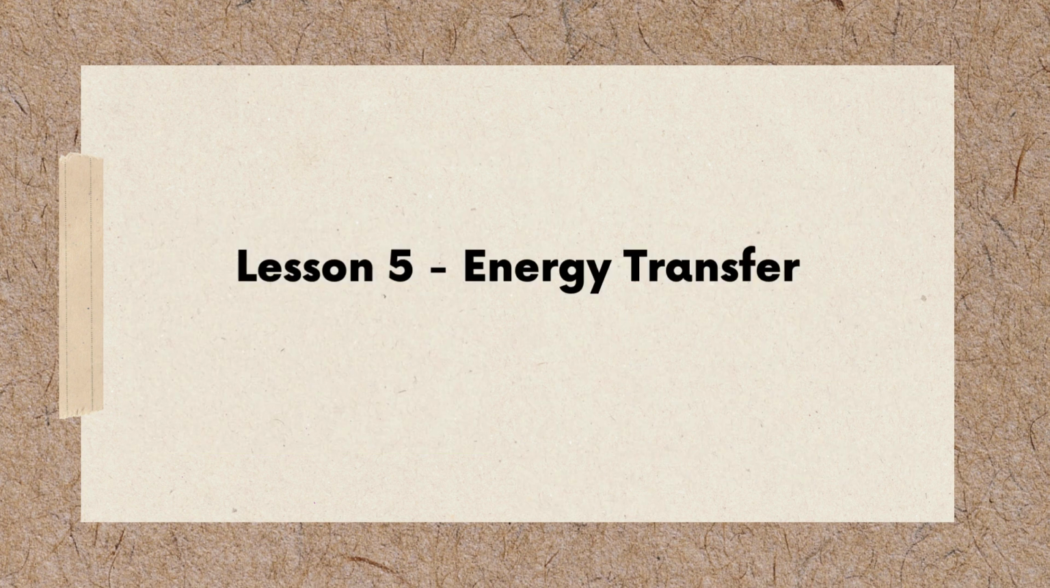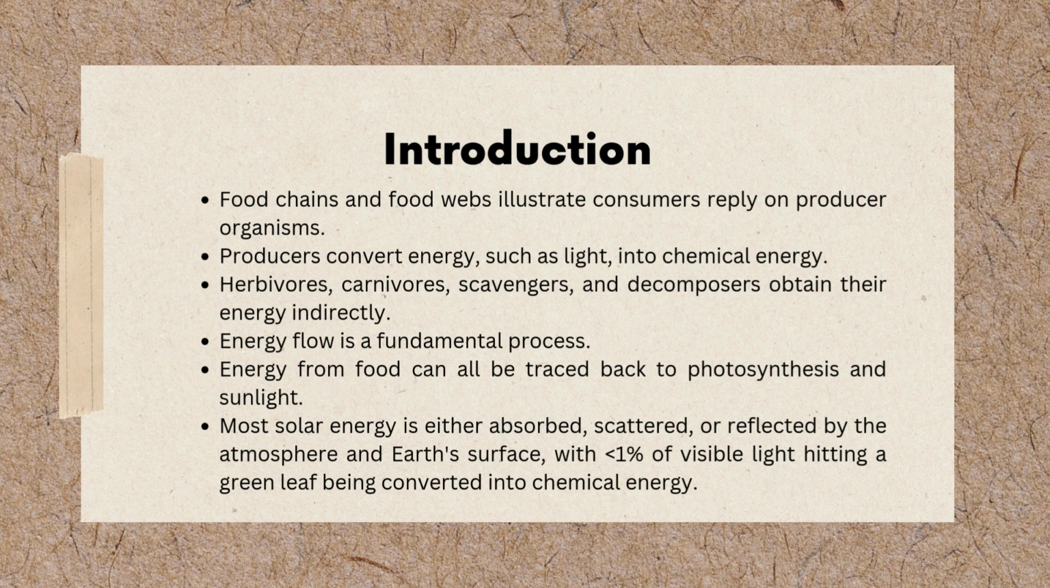Lesson 5, Energy Transfer. Food chains and food webs illustrate that all consumers ultimately rely on producer organisms, primarily photosynthetic algae and plants. These producers convert sunlight, a form of energy, into chemical energy, which is stored in their cells and tissues. Herbivores, carnivores, scavengers, and decomposers obtain their energy indirectly, second, third, or even fourth hand. Thus, the flow of energy through an ecosystem is a fundamental process.